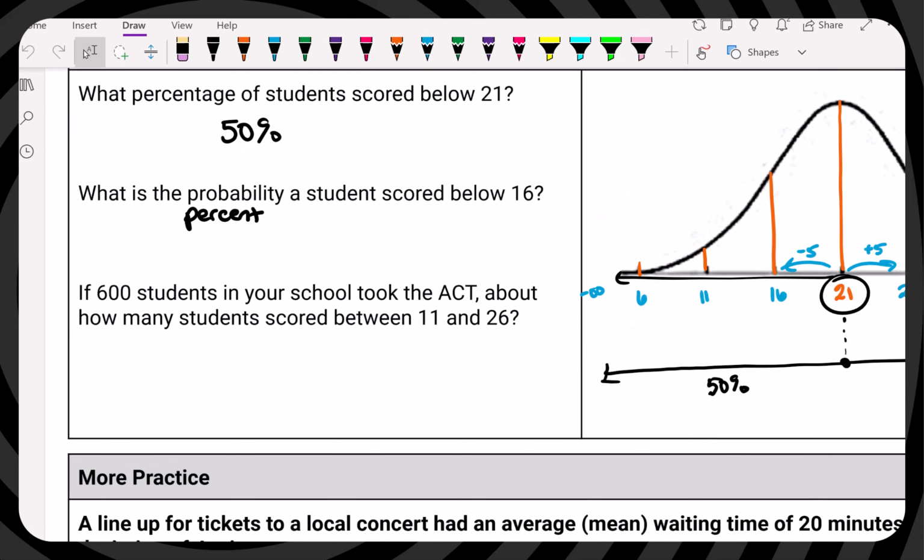So now let's talk about something that you do really need to think about. The second question says, what is the probability or percent? Probability and percent are interchangeable here. What is the probability a student scored below 16?